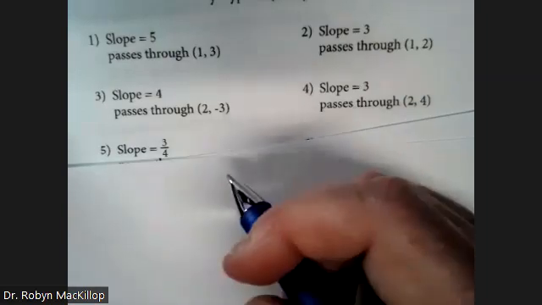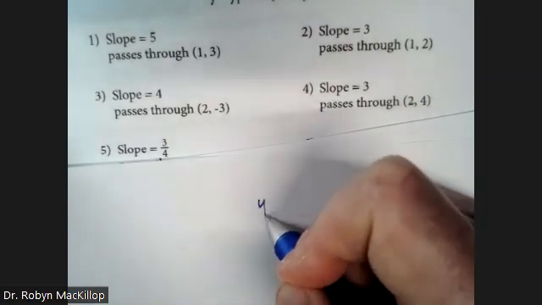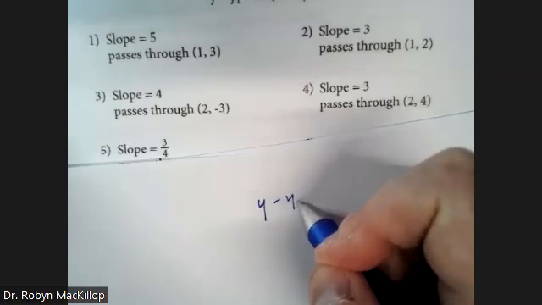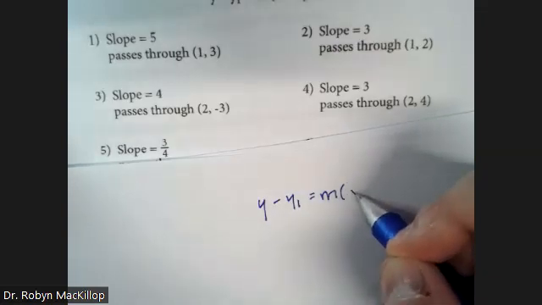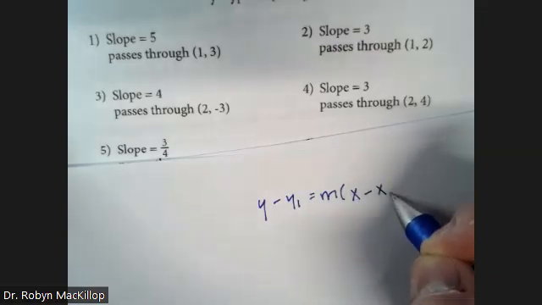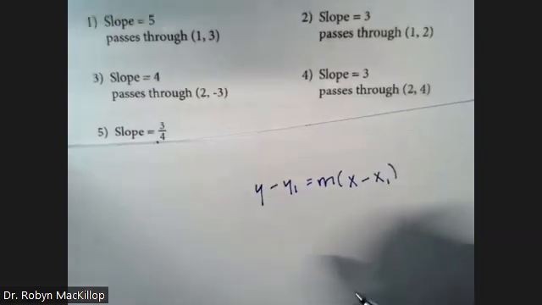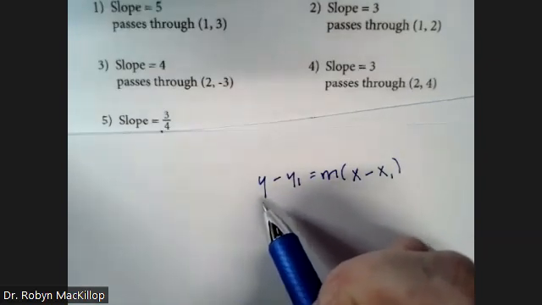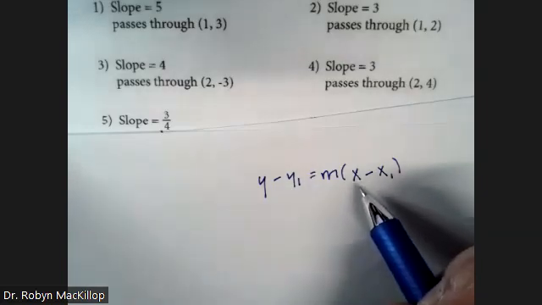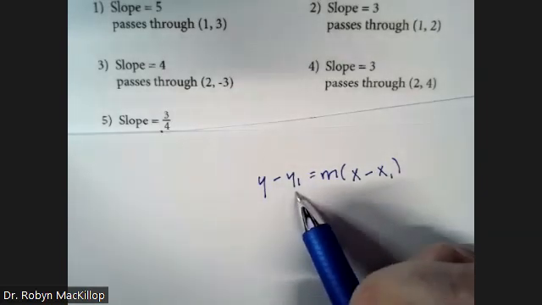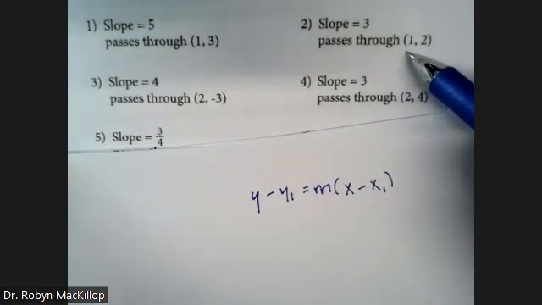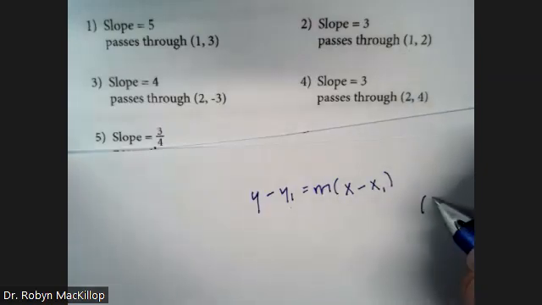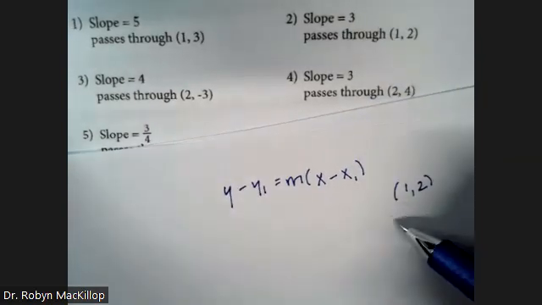And again, we're going to do the point slope form, which is y minus y1 equals slope times x minus x1. And in this particular formula, this is always y, this is always x. You don't put a number in those two. You're going to put a number in this one and in this one. And so we've got ordered pair 1, 2, and a slope of 3.